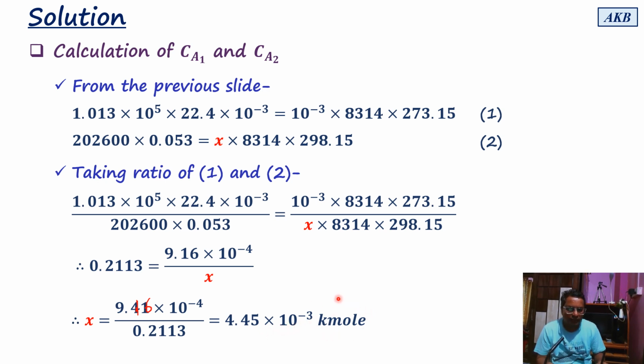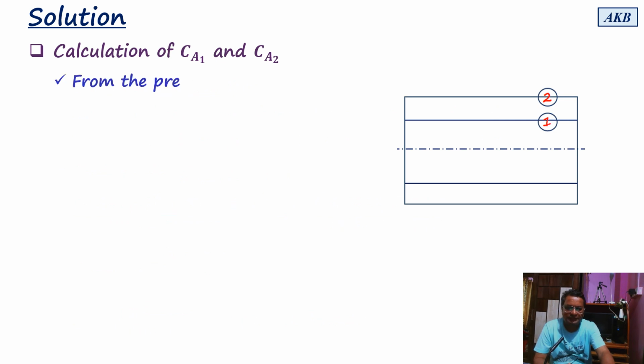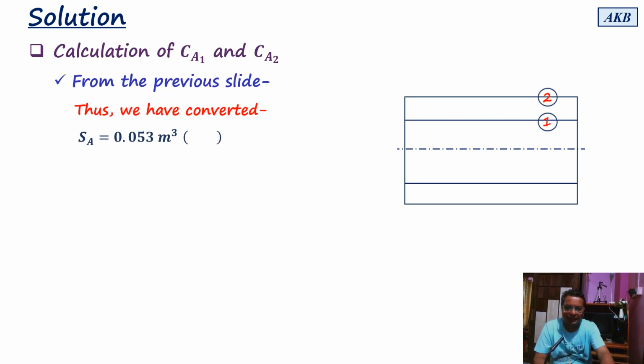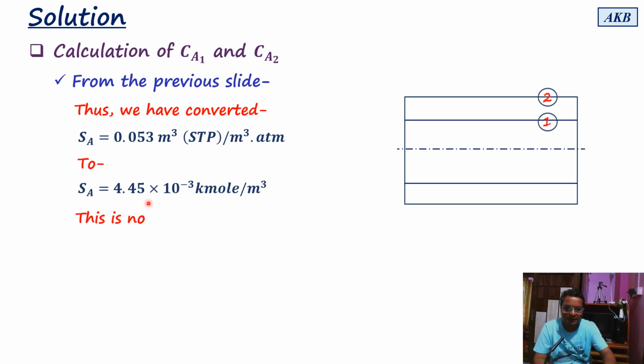So now we have got kilomole. This many kilomole of gas will be occupying a volume of 0.053 at STP. So we have converted SA, which was in 0.053 meter cube at STP per meter cube per atmosphere. We have converted it to 4.45 into 10 to the power minus 3 kilomole per meter cube.